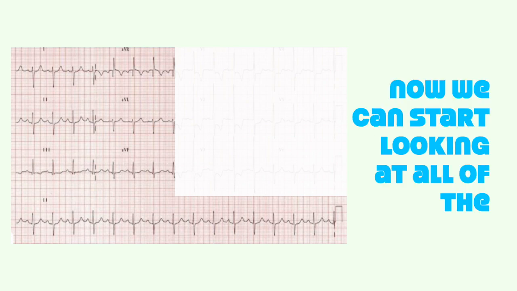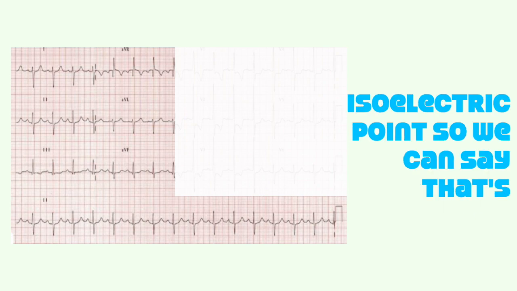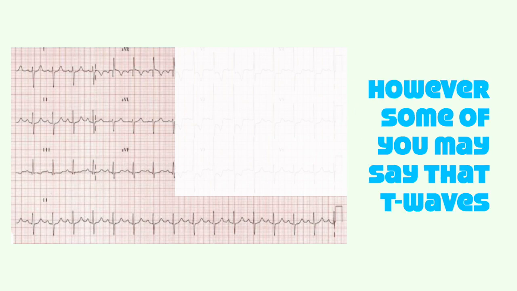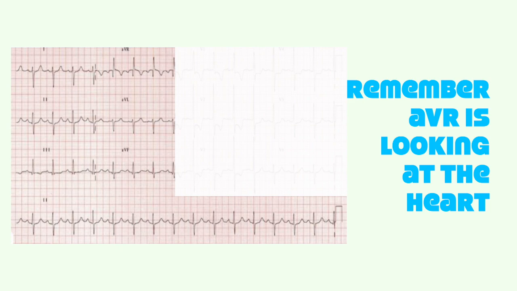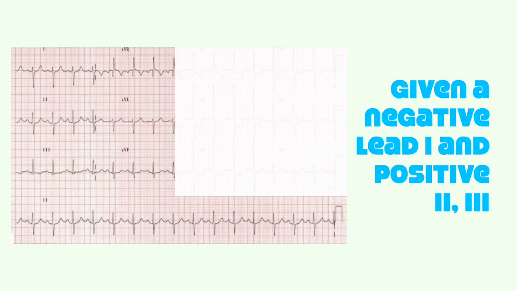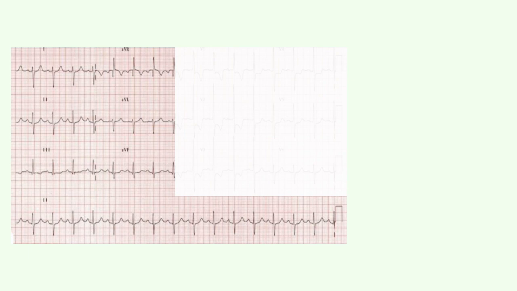Now we can start looking at all of the limb leads to check for any ST elevation. All ST segments are sitting at the isoelectric point, so we can say that's not elevated. There are no T-wave inversions. However, some of you may say that the T-waves in AVR are inverted. However, if you remember, AVR is looking at the heart from the right side, making all waves negative. Given a negative lead 1 and positive 2, 3, the axis is deviated towards the right.